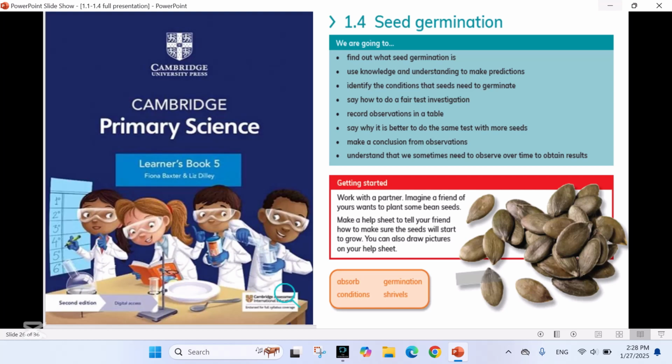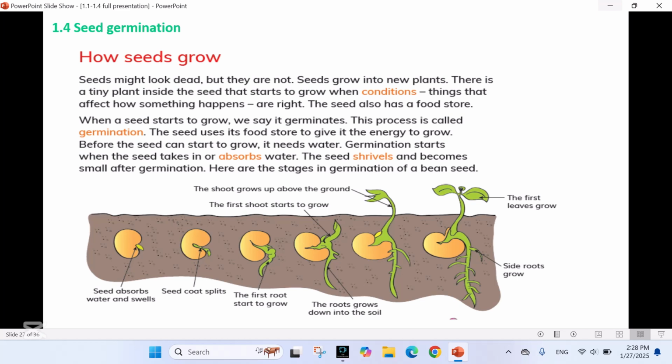1.4 Seed germination. How seeds grow. Seeds might look dead, but they are not. Seeds grow into new plants. There is a tiny plant inside the seed that starts to grow when conditions, things that affect how something happens, are right. The seed also has a food store.